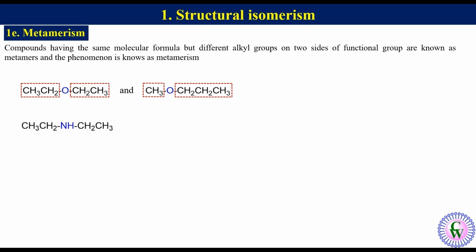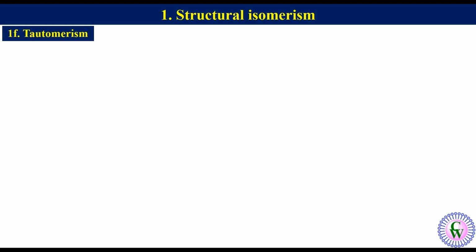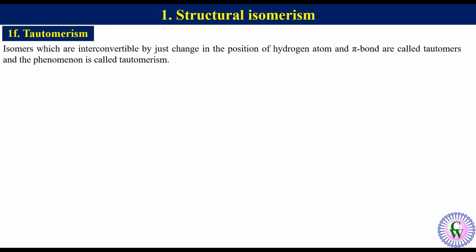Similarly, diethylamine and methylpropylamine, 3-pentanone and 2-pentanone, methyl propanoate and ethyl ethanoate are also the examples of pairs showing metamerism. Tautomerism. Isomers which are interconvertible by just change in the position of hydrogen atom and pi bond are called tautomers, and the phenomenon is called tautomerism.